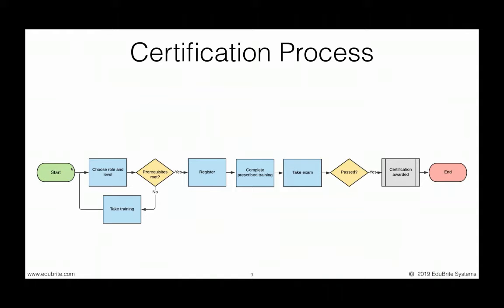So in the certification process, this could be a very simple one like this one, whereby the learner or the candidate chooses the role and the level, and if they meet their prerequisites, moves on to register, otherwise has to take some training first, and then completes the prescribed training within the certification, and then takes an exam. Hopefully it's passed and their certification is awarded. So that's the happy path, the best case scenario path here.